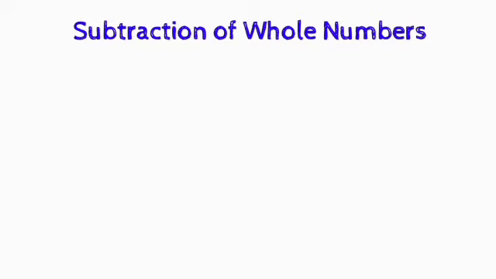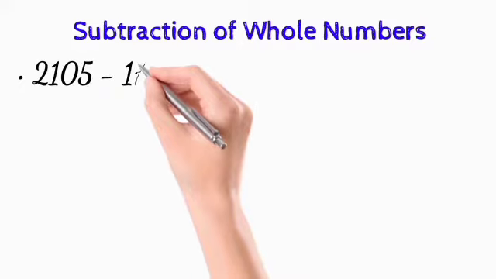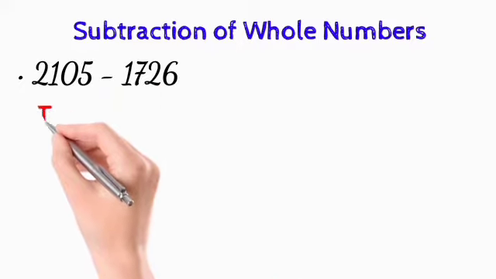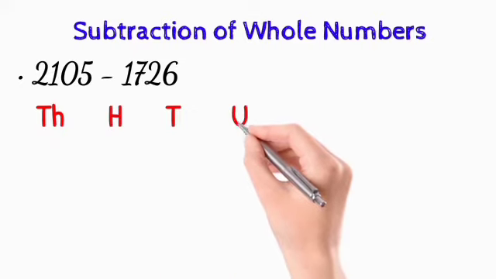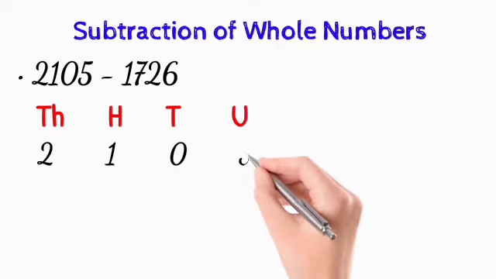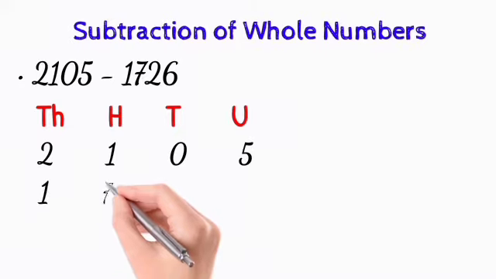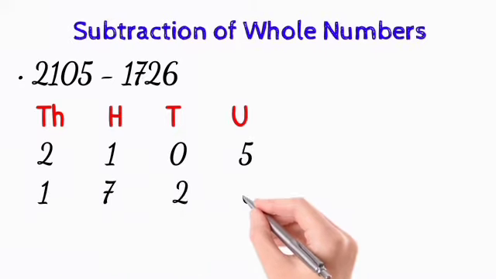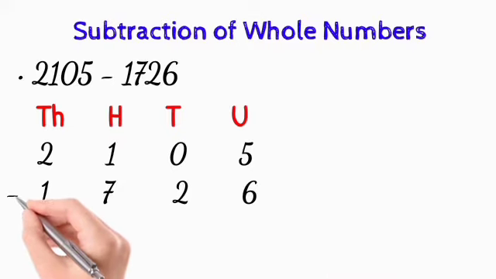For this, consider an example, 2105 minus 1726. Like addition, to find the subtraction of these two numbers, we write them in vertical columns while placing each digit according to its place value. In 2105, we write 2 in thousand, 1 in hundred, 0 in tens and 5 in units. In 1726, we write 1 in thousand, 7 in hundred, 2 in tens and 6 in units.